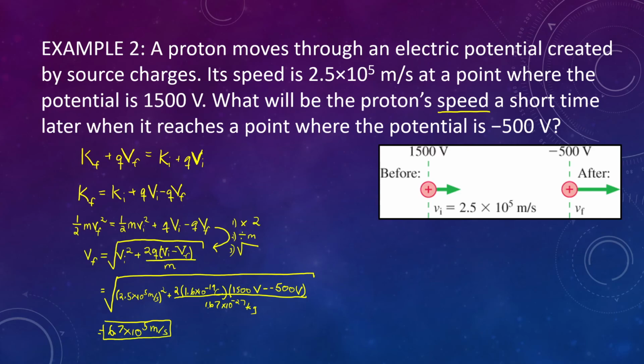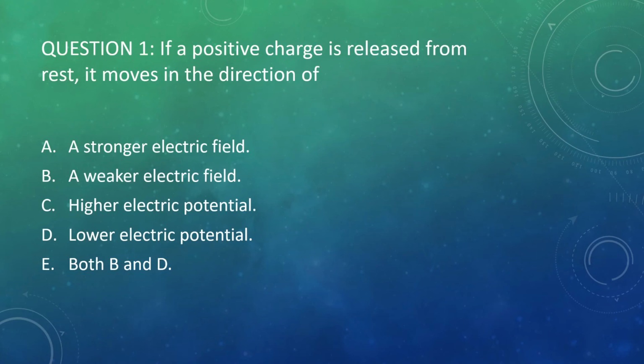All right. So there are our two examples. Let us conclude this lecture with two more basic, all things considered, end of lecture questions. Question number 1. If a positive charge is released from rest, it moves in the direction of what?